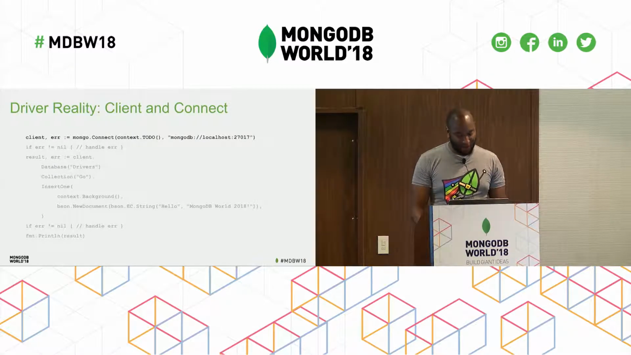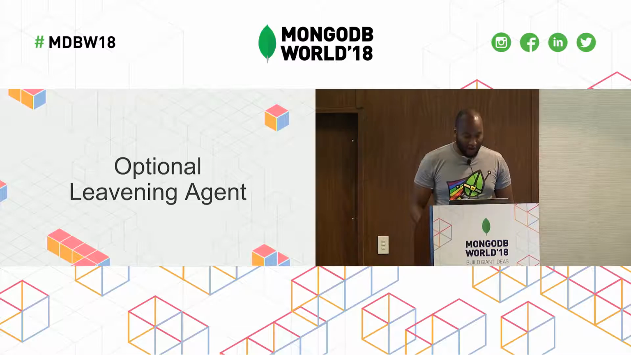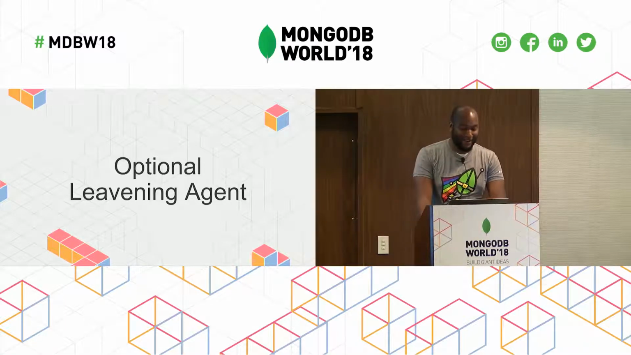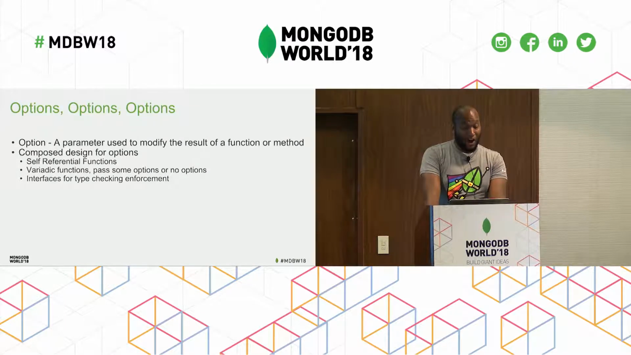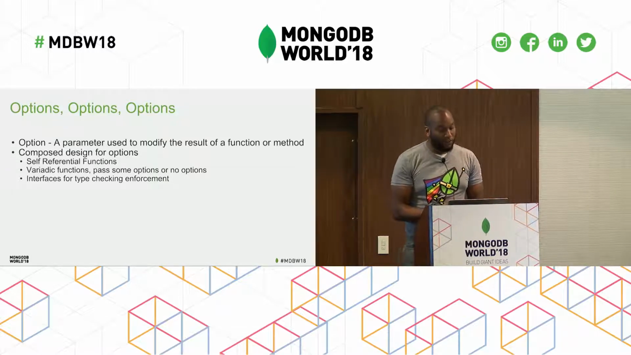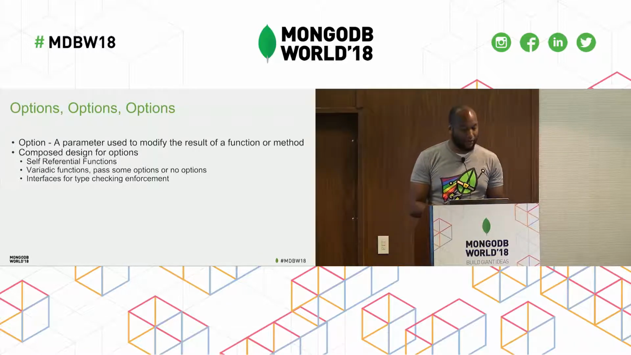Next, we're going to move on to one of my favorite topics, which is leavening agents. So first, I'm going to talk about options. For anybody that might be confused, an option when I'm talking about it is just a parameter that's used to modify the result of a function or a method. So when you call a new client and you give it an app name, that's an option. If you call db.update and you give it upsert and say to upsert, that's an option. And our options have a composed design to them in the Go driver.